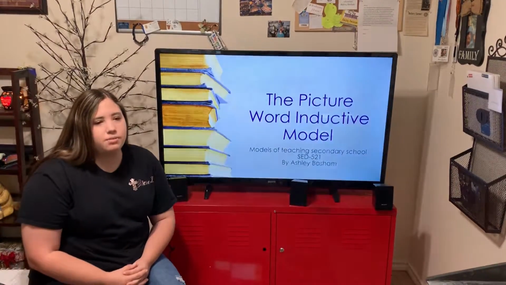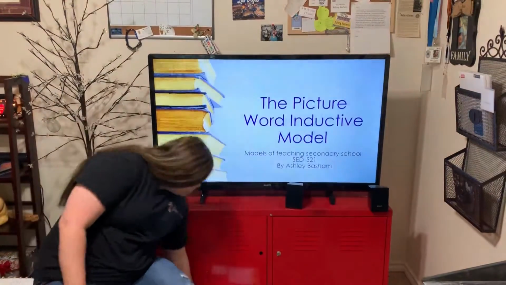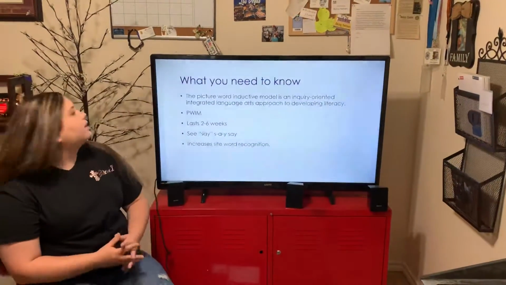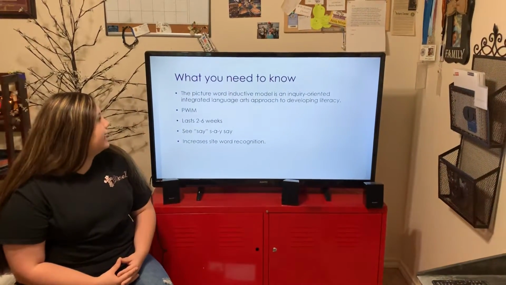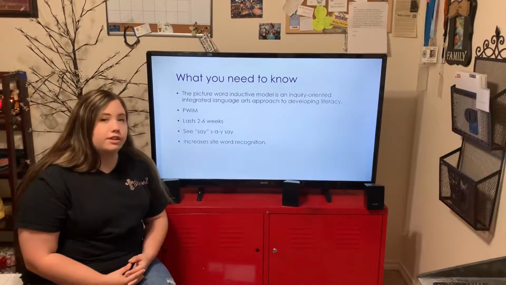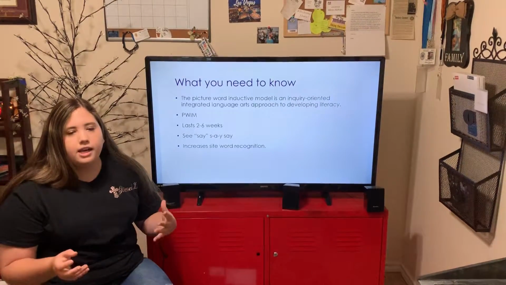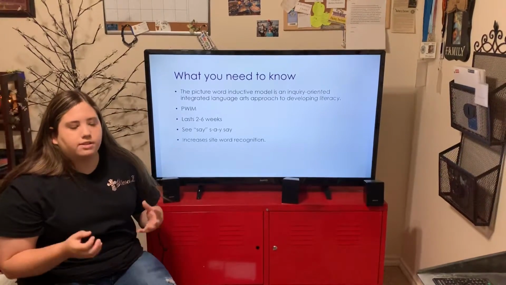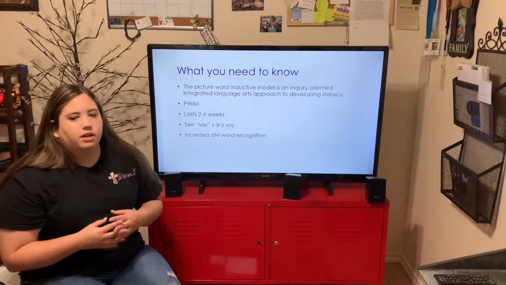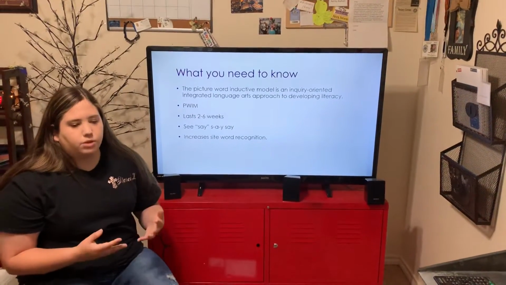And in this classroom we are going to be presenting the picture word inductive model. So the picture word inductive model is an inquiry-oriented integrated language arts approach to developing literacy. What this means is it is taking a picture and taking language arts, your English language, and incorporating it into the classroom. For reading, that is a little easier. For other subjects, it might be a little more challenging.